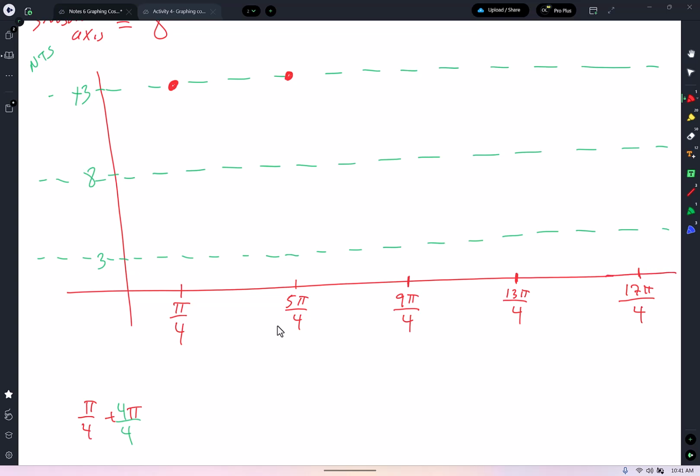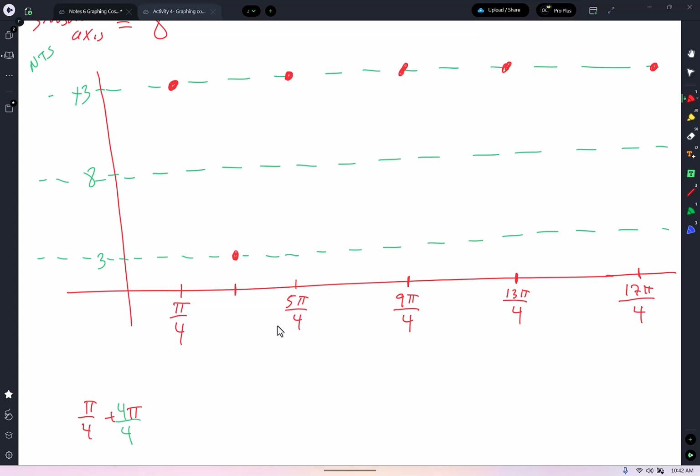How do we feel? At all those points, you have maximums. Why? It repeats every pi, every 1 pi. Yay or nay? Okay. In between the two maximums, you have a minimum. So right smack in the middle between pi over 4 and 5 pi over 4, you put a minimum.